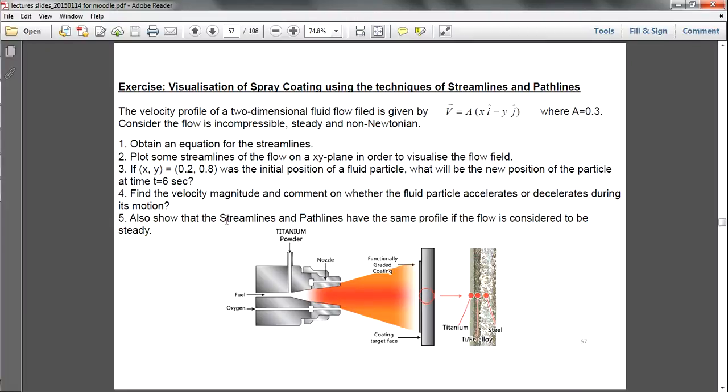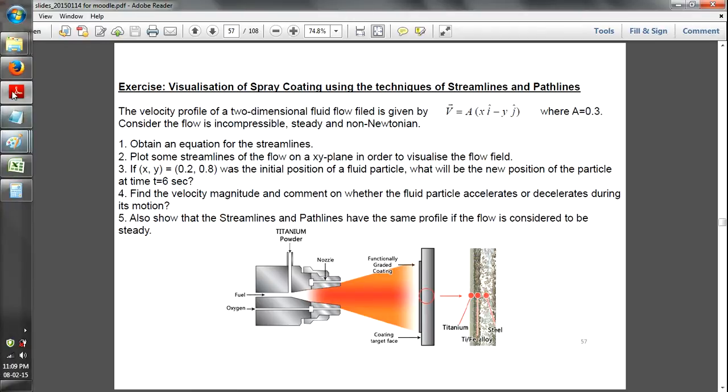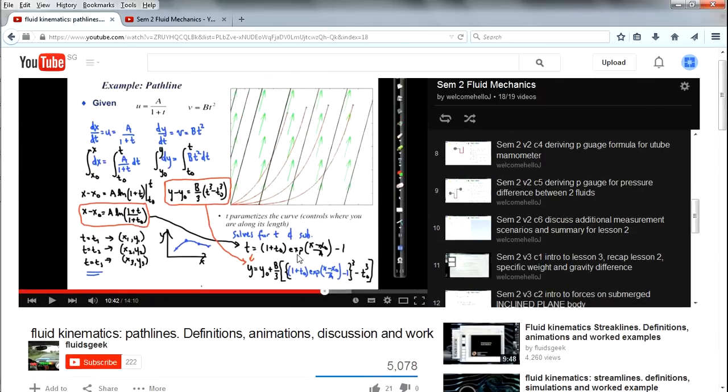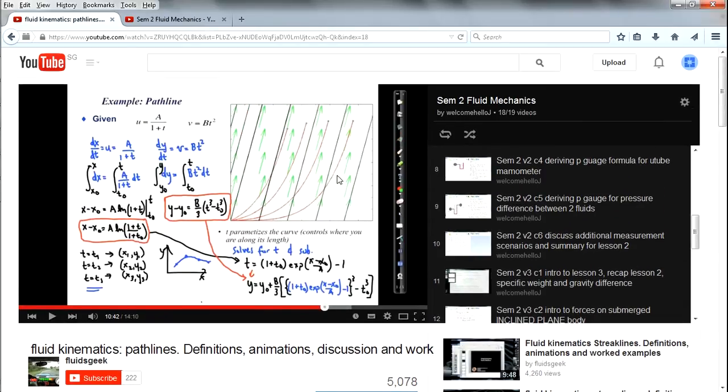Also show that the streamline and pathline have the same profile if the flow is considered to be steady. So if this flow is actually steady, let's come back to the video that I've used. You can see that as I explained earlier, this is the path line, right? The red color is the path line. So at this point, it's somewhat parallel to the streamline itself, as you can see. So their profile is somewhat the same. Okay, they're actually the same.